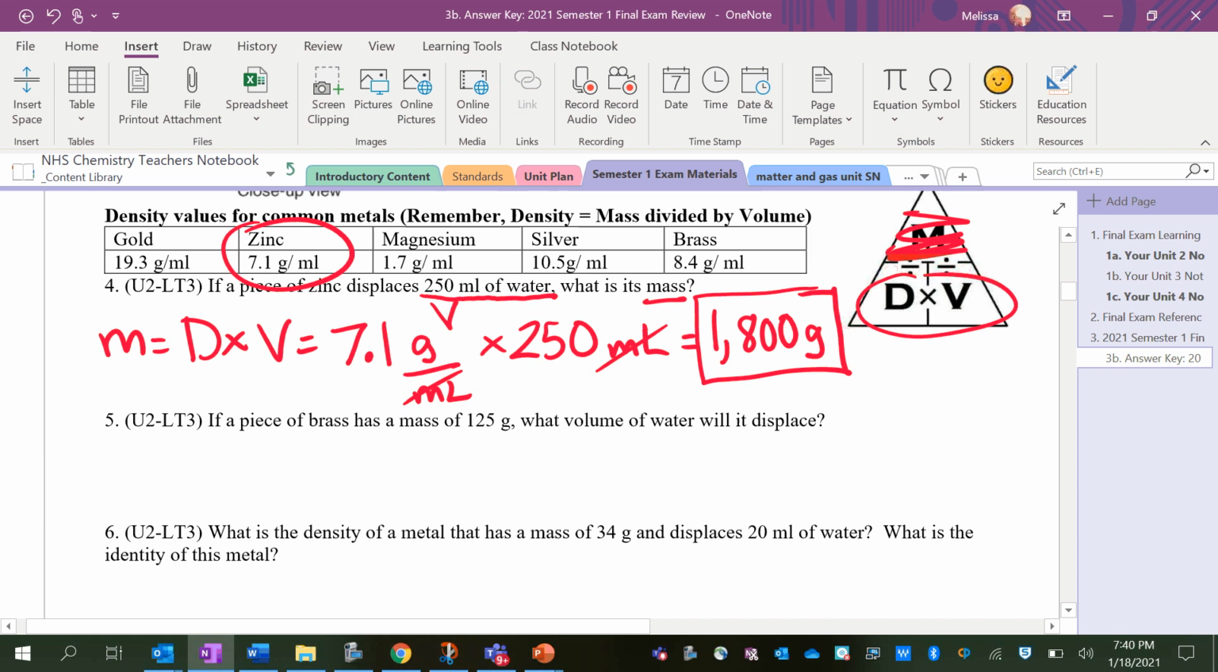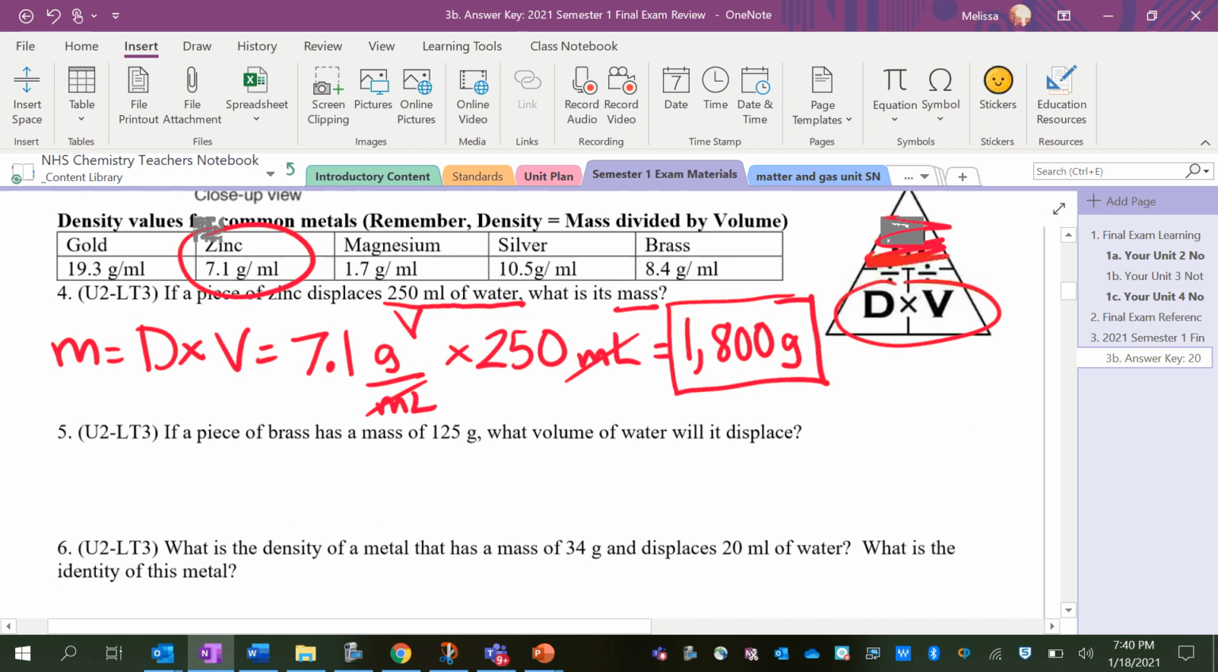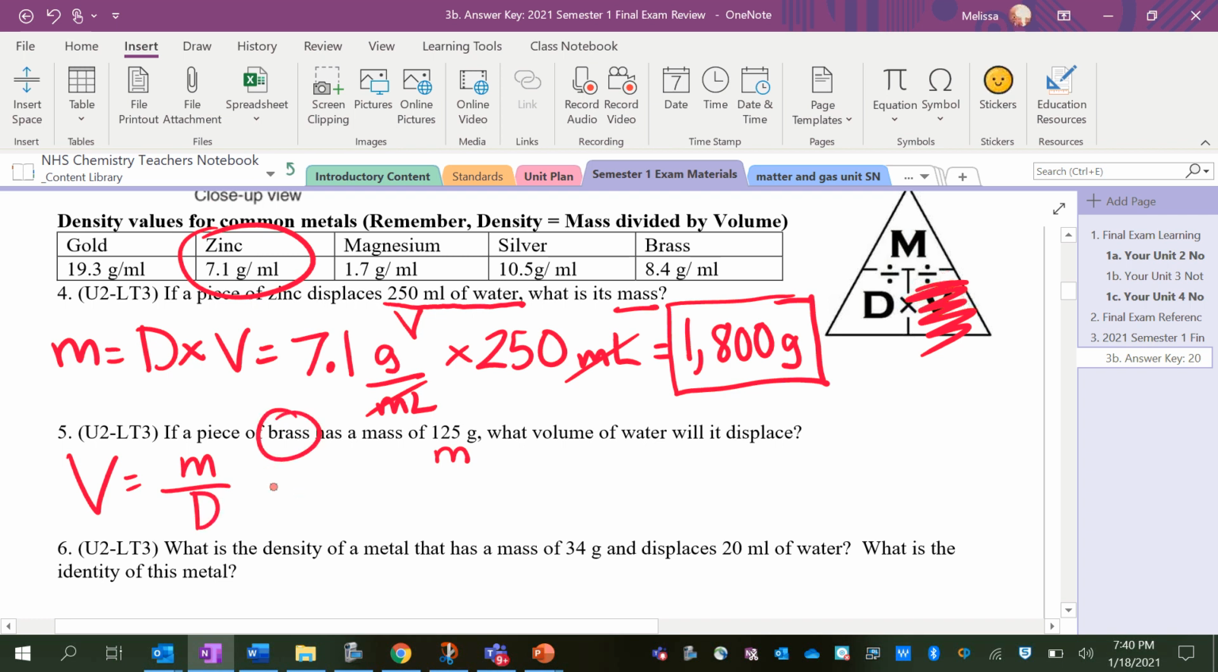Next question, if a piece of brass has a mass of 125 grams, what volume will it displace? So this time we are looking for volume. So back to this little triangle, I'm going to cross out volume. My formula is mass divided by density. It says it's brass. Our mass is 125 grams. And the density of brass on this table is 8.4 grams per milliliter.